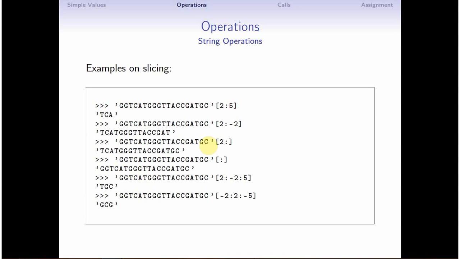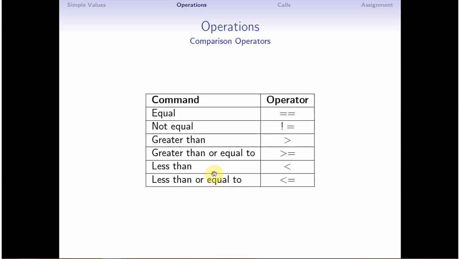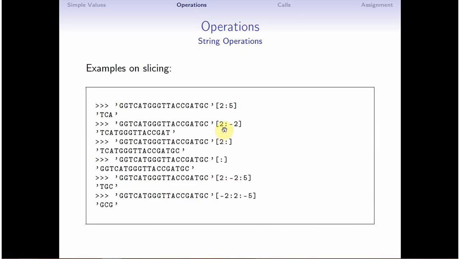We're going to do this on this string. 2 to 5 means you want index 2 to 5. So 0, 1, 2, 3, 4, 5. You want from this to this. This is how we count, excluding the 5th one. Remember, just now the N is not including index N. So 2, 3, 4, but the 5 is not included. So TCA. Here, 2 to minus 2 means 0, 1, 2.